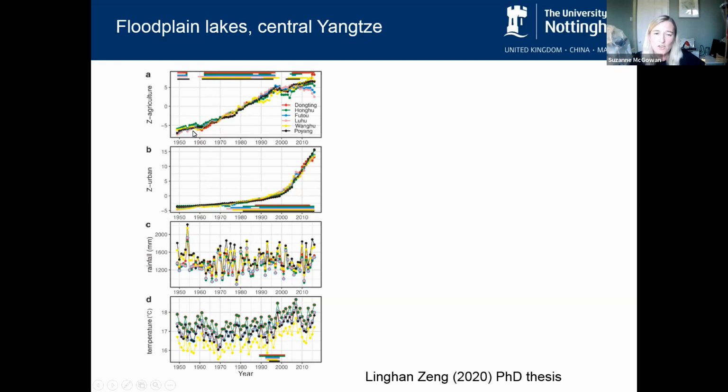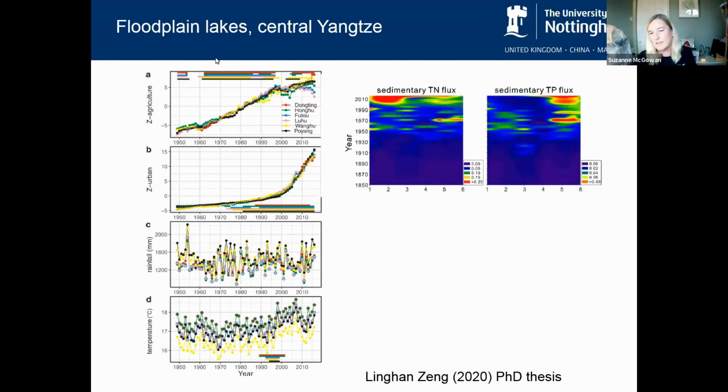And it essentially shows you that since around 1950, 1960, you've had this slow rise in agriculture associated with agricultural reform policies and the drive to increase agricultural efficiency since that time. Whereas the opening up transformation in the 1980s, well, after the 1990s really, is when it started to accelerate, and is what's driven the urban change in this region. And this is reflected in the nutrient fluxes in the sediments.